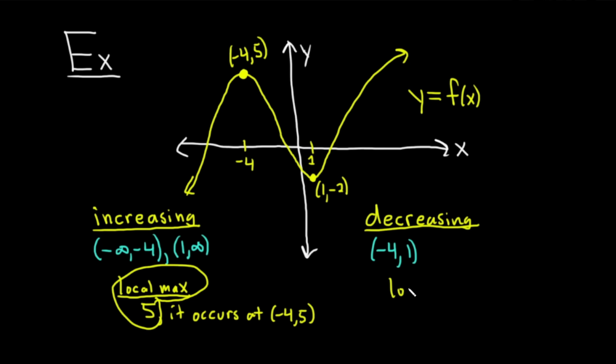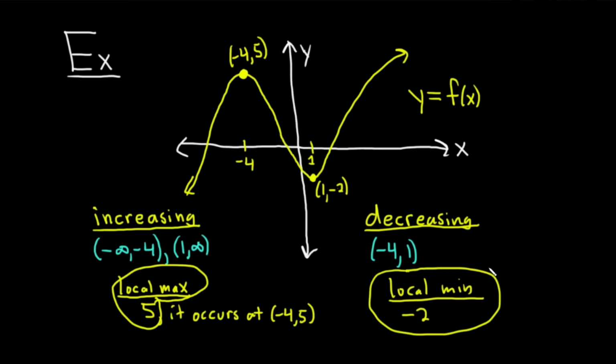Let's find the local min. The local min or relative min is the smallest y value relative to the points around it. So here you see -2 is the smallest y value relative to the points around it. So -2 is the local min, and it occurs at, you could write the ordered pair, 1, -2. That's where it actually occurs.